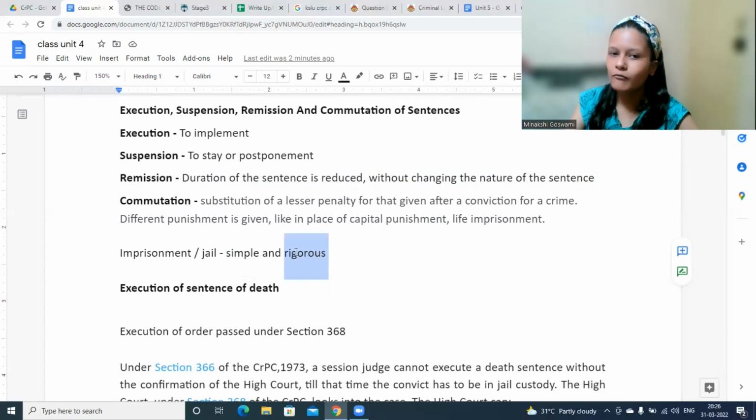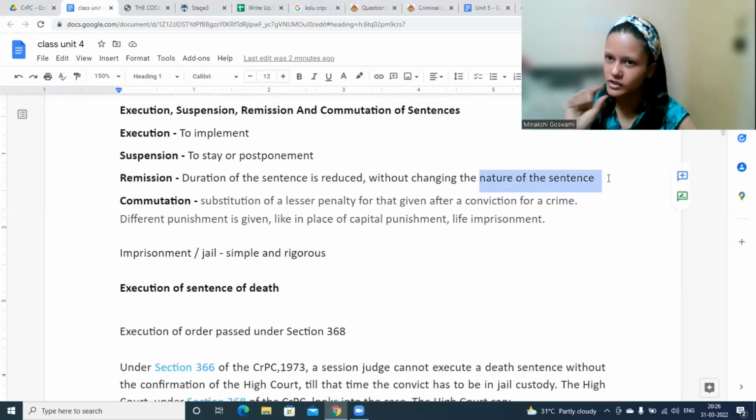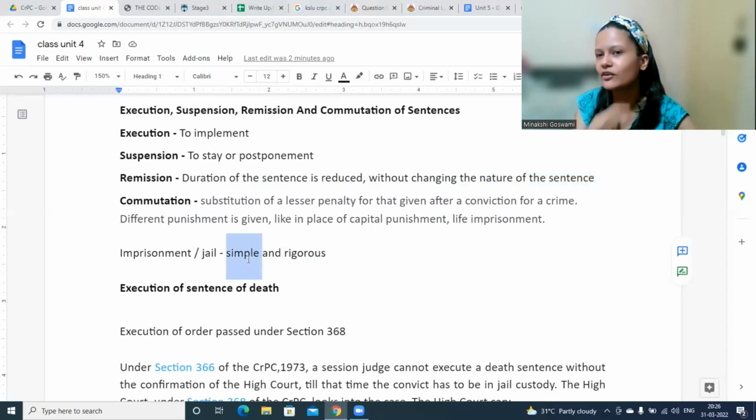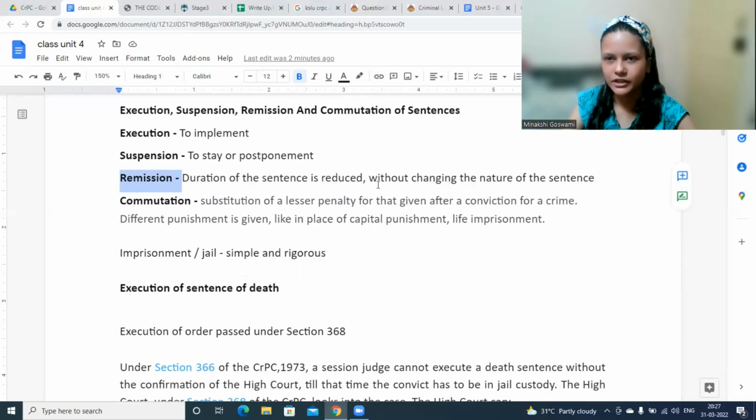But from 5 years rigorous imprisonment, we cannot make it 5 years simple imprisonment or 4 years simple imprisonment. We cannot change the nature of the sentence. If it was rigorous imprisonment, it has to remain rigorous imprisonment, only the duration we can reduce. If it was simple imprisonment, again, we would simply reduce the duration. This is nothing but remission. We are only reducing the duration. Is it clear?